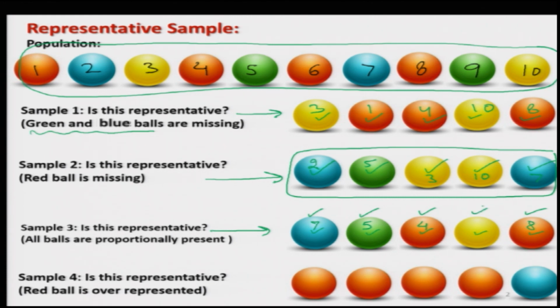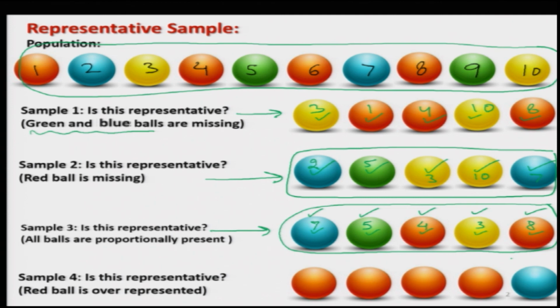So, you are trying to take here one yellow ball, which is number say 3 or 10. You can see in this sample all colors of balls are present, and it is also indicating that if there are more balls in the population which are red, the sample also has more balls which are red. So, this can be considered a good representative sample. Why? Because all the colors of balls are proportionately present in the sample.